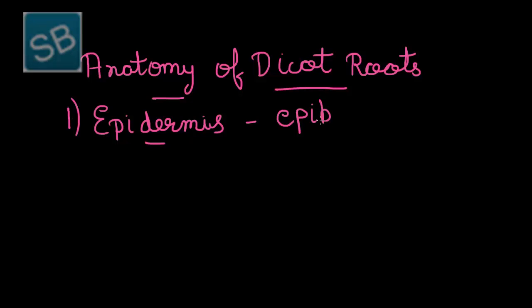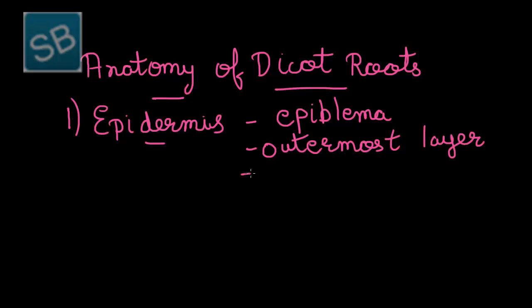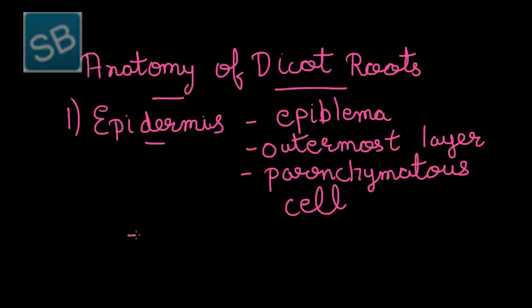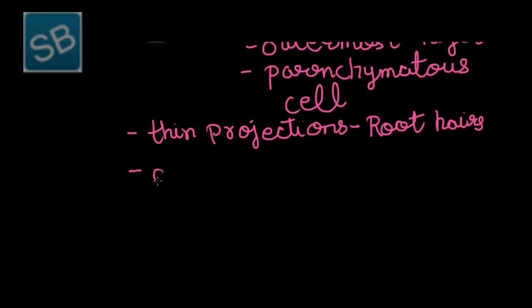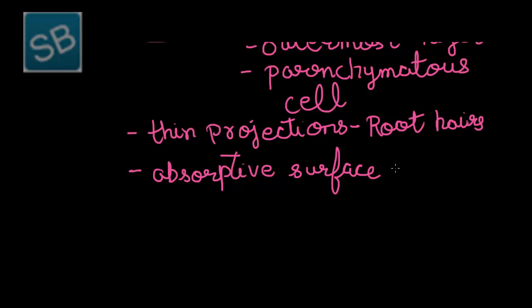The epidermis of the root is also known as epiblema and it forms the outermost layer of the cells, which is made up of parenchymatous cells. From here, thin thread-like projections appear, which are known as root hairs. These unicellular root hairs increase the absorptive surface and help in the absorption of water and dissolved minerals.